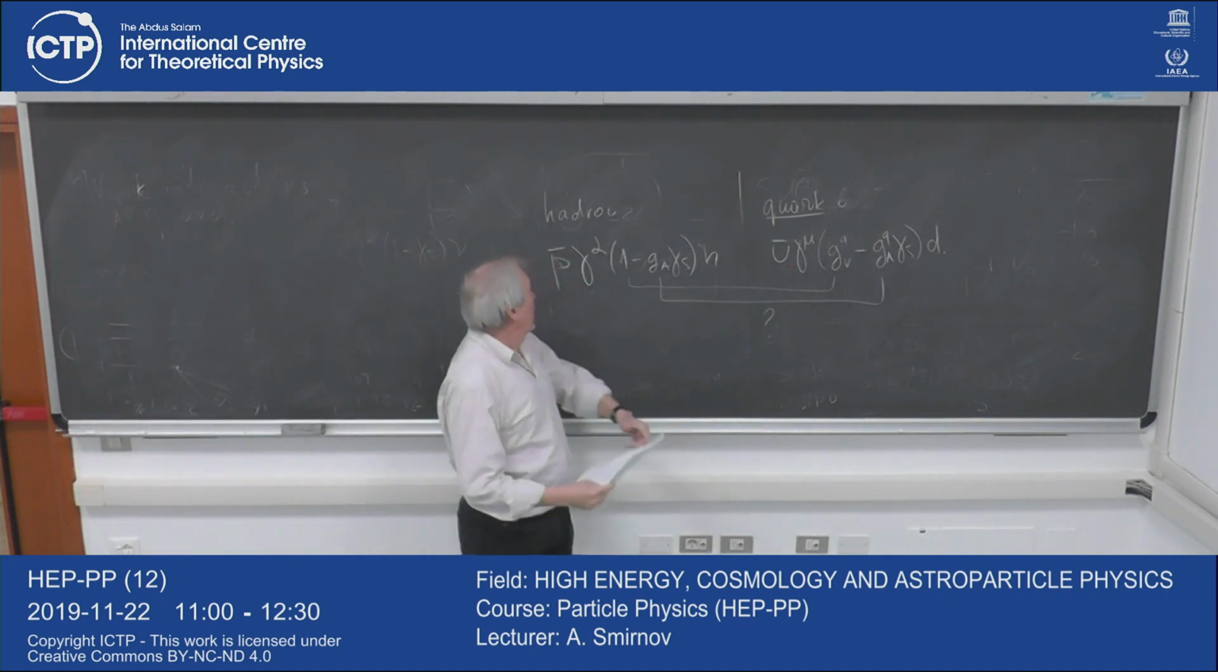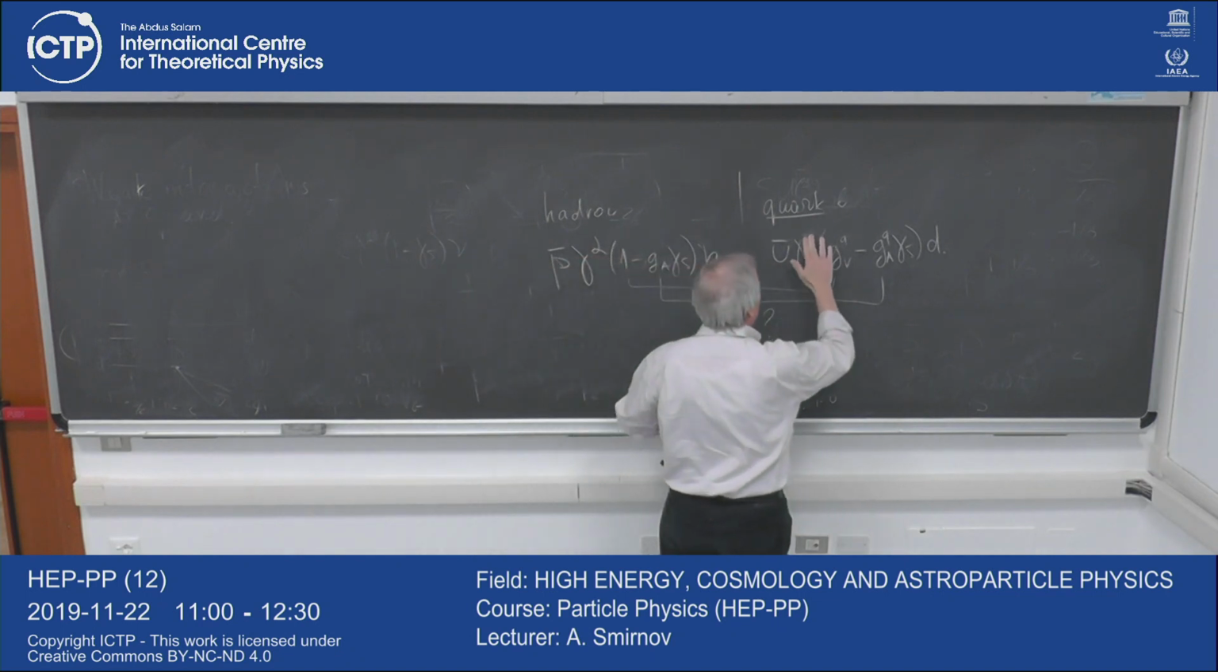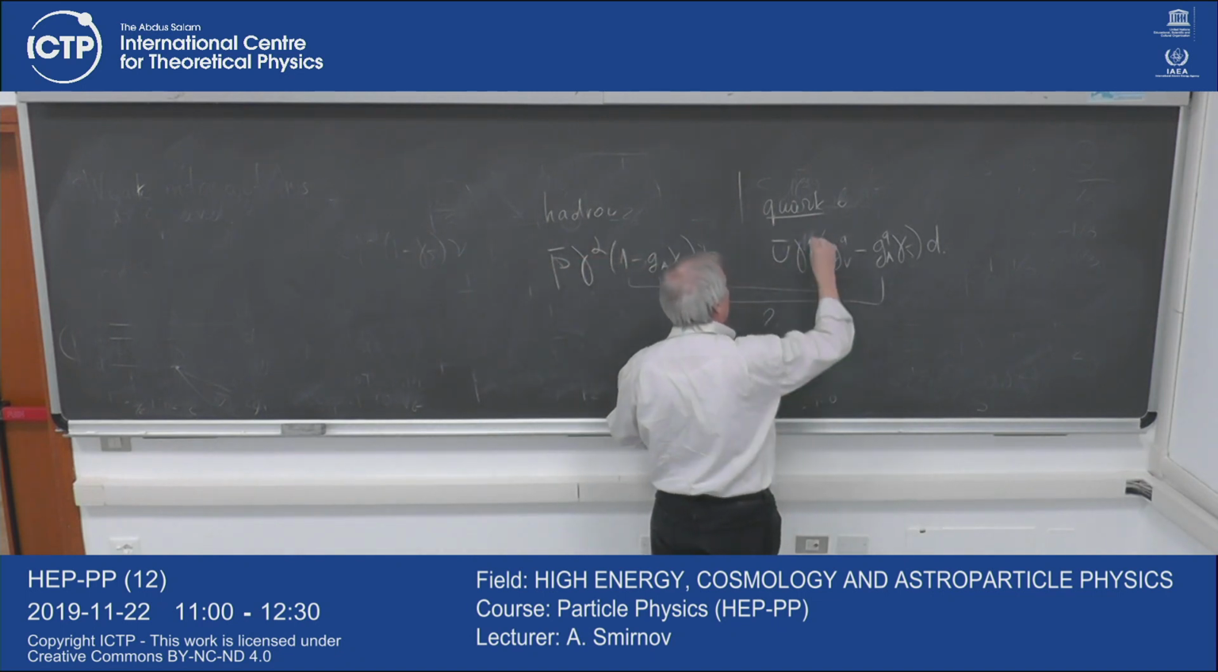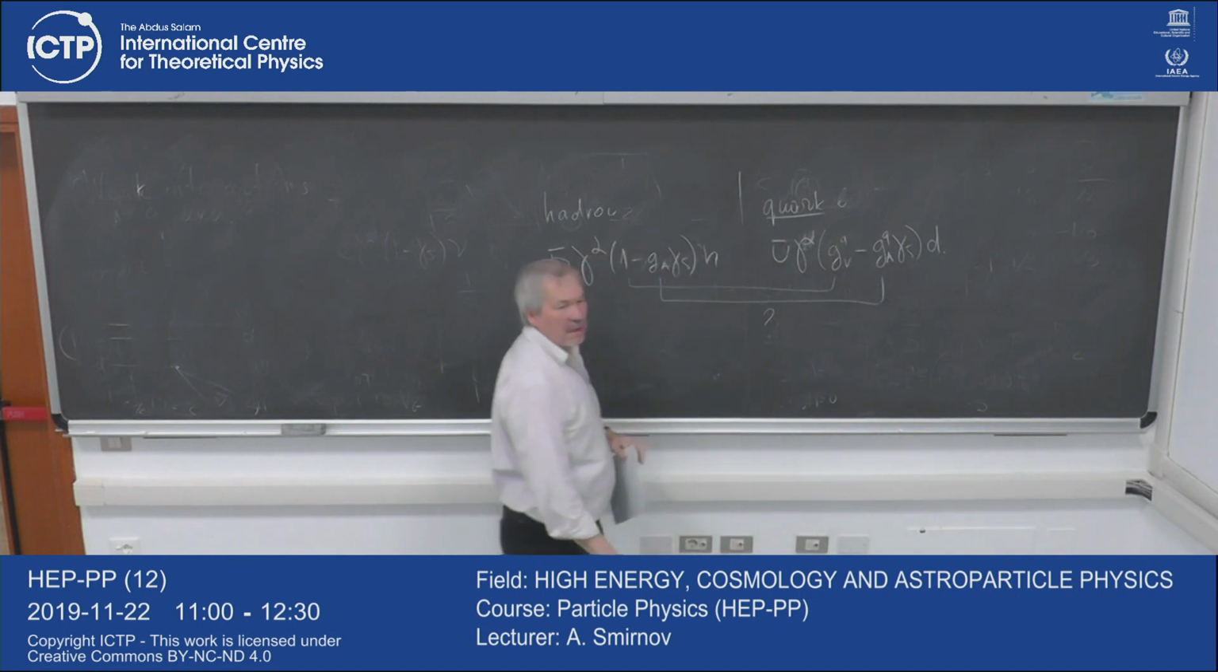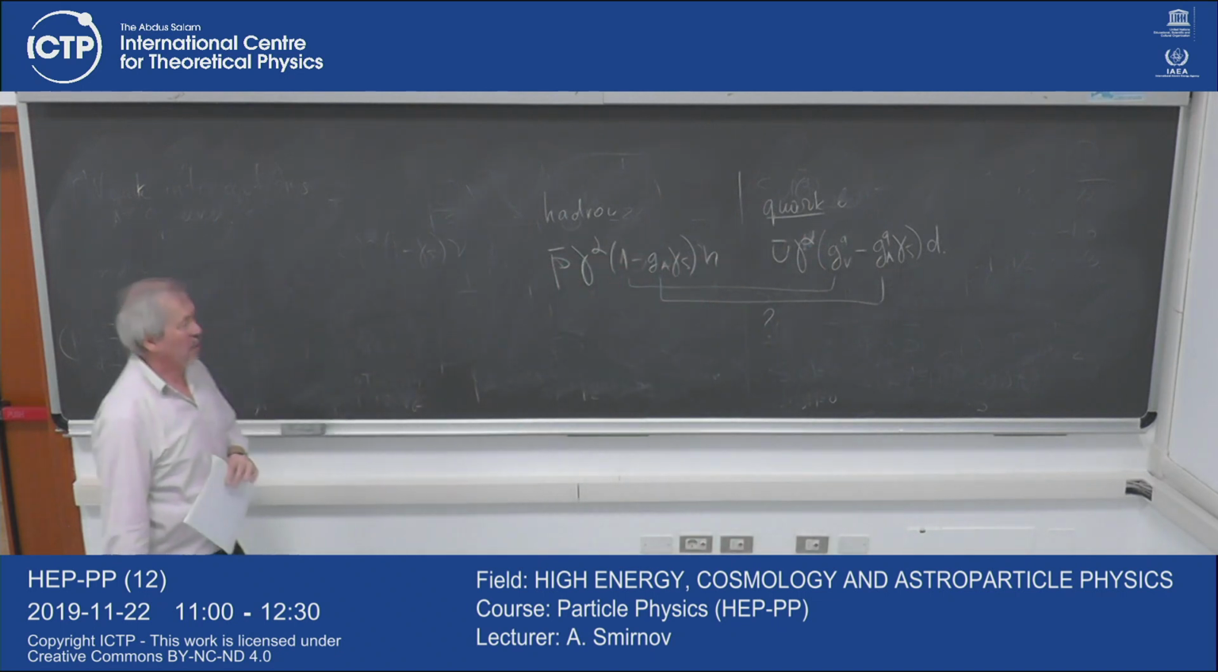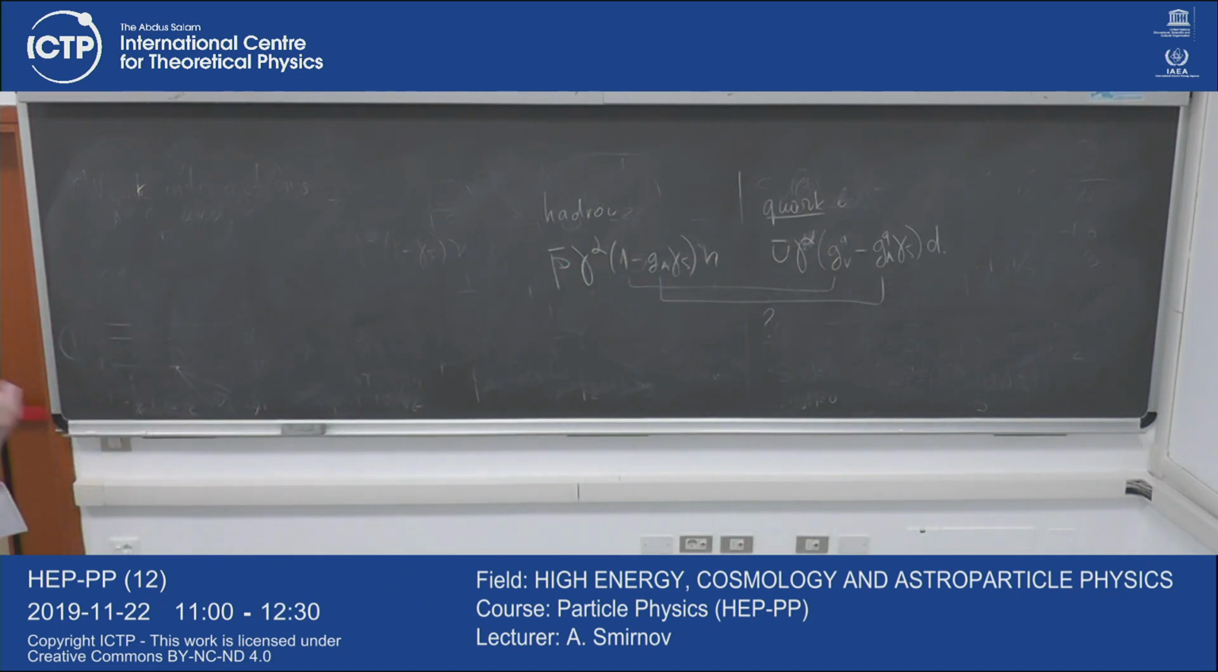We need to have gamma alpha, right? Sorry. You wanted me to write alpha. Gamma alpha, this is clearly from Lorentz covariance. And we need to have transformation of D quark to U quark. And so this is in general what we can write at quark level.